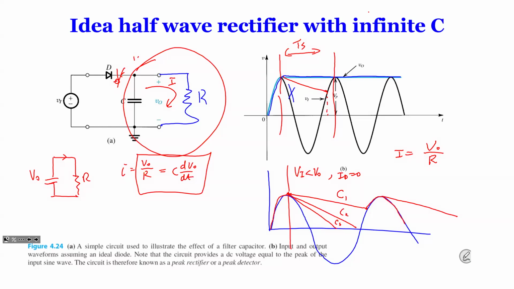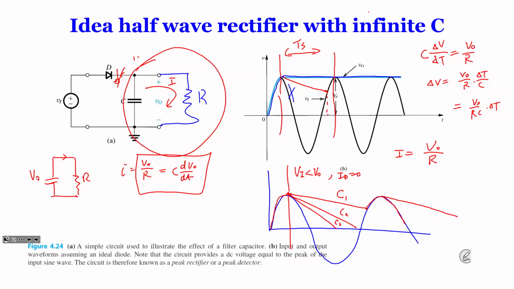If we assume that's TS, and the other thing we assume is that the voltage drops linearly, then C delta V over delta T is equal to this I, which is V over R. So delta V is equal to VO over R times delta T over C, which is VO over RC times delta T. If we do this approximation, we can calculate how much voltage is dropped from here to here.